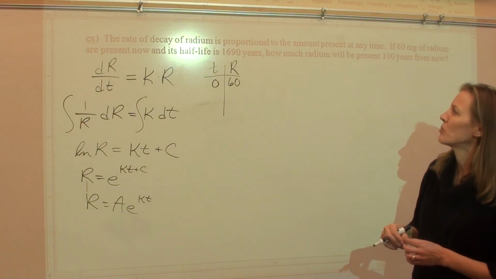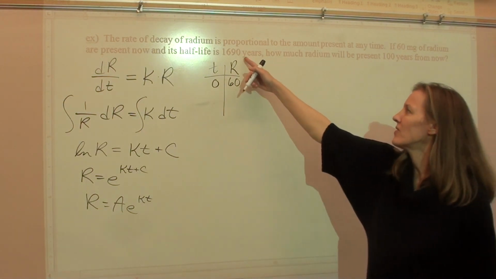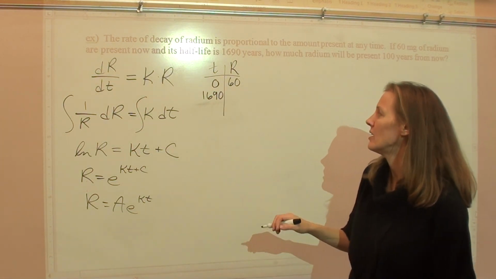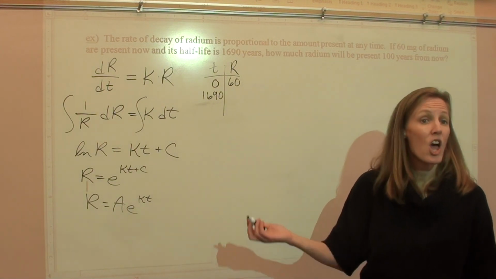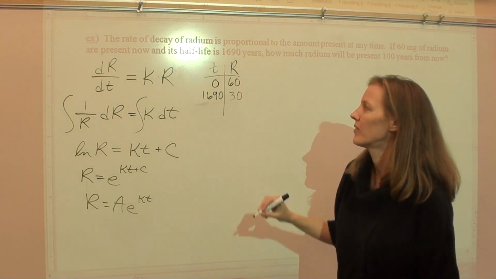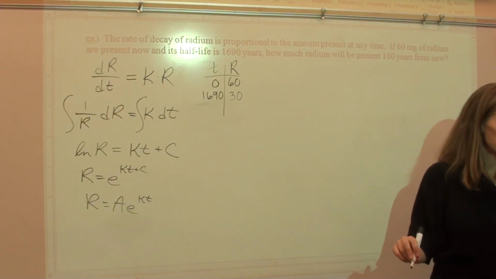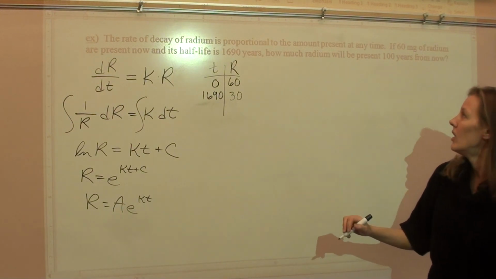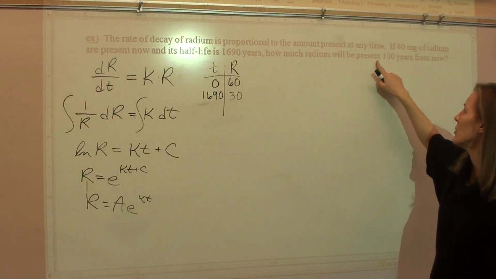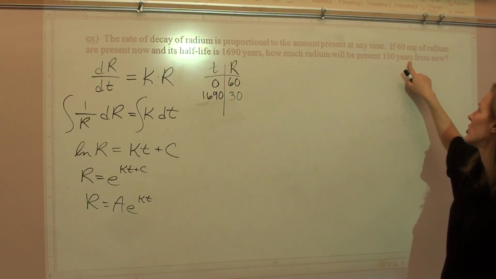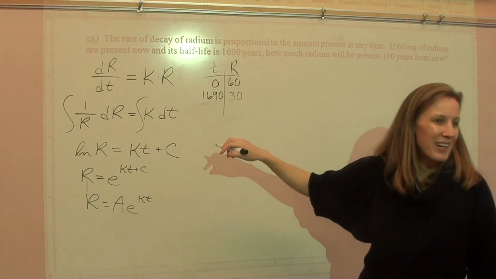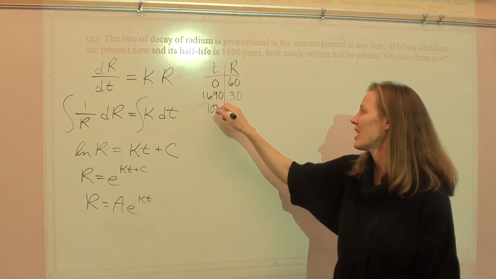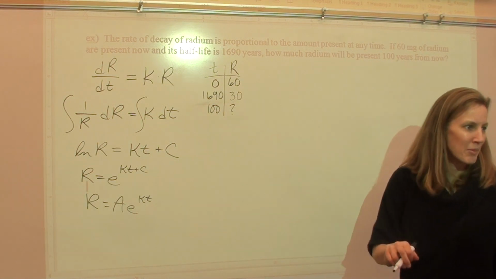The next piece of information we're given is the half-life. The half-life is 1,690 years, so that means when time is 1,690 years from now, how much radium will we have? 30. Does everyone understand half-life? Okay. Now the thing we want to find is how much radium will be present 100 years from now. So when time is 100, that's what we're looking for, how much radium.